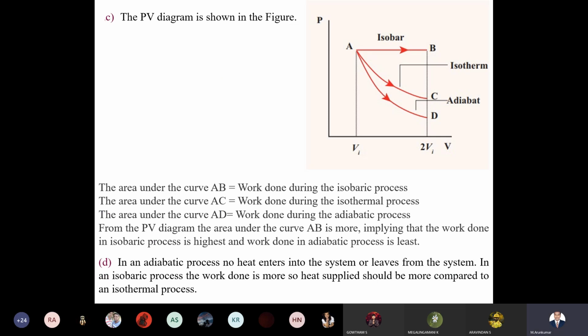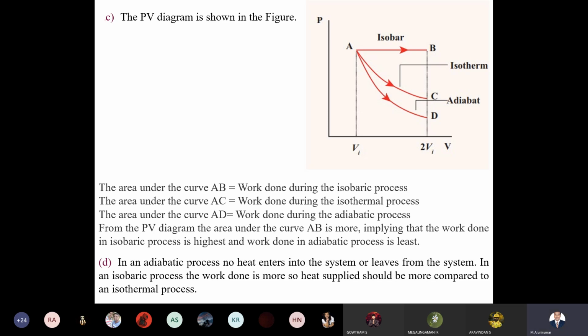Then the next question is to draw a PV diagram. We can draw like this. We take the x-axis as V and the y-axis as P. Then the curves AB, AC, and AD. AB is the isobaric process, where pressure is constant, so we get a straight line.